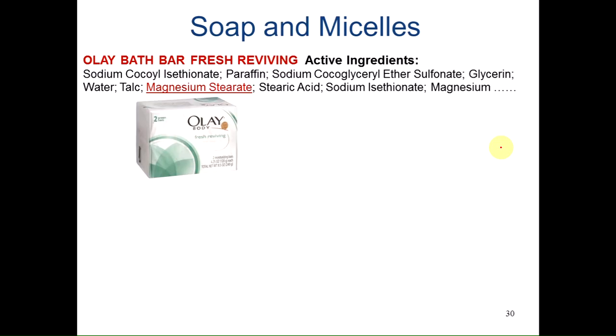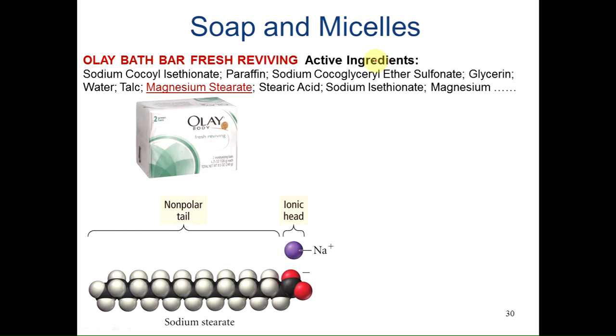So we also want to take this time to discuss soap and micelles. Here we have a bar of Olay soap, and it lists some of the active ingredients. We have sodium cocoyl isethionate, paraffin, sodium, lots of long words, glycerin, water, talc, magnesium stearate, stearic acid, sodium isethionate, magnesium. So it's got a big long list of all these chemicals. One of those things I want to show you, I've highlighted the magnesium stearate. This is actually a picture of sodium stearate, so you've just got a different counter ion.